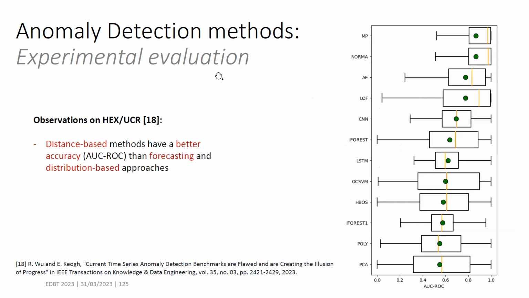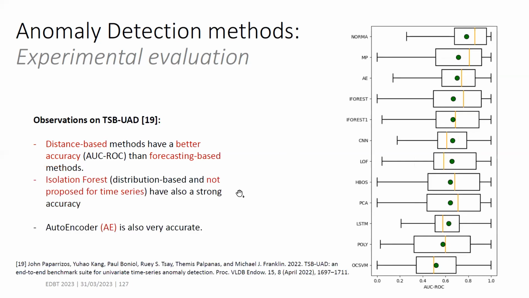We can also look at the results on the XUCR benchmark. So I took the results of TSB. TSB contains the UCR benchmark, so it's included inside. So we can look at the different methods that perform well. Again, we see that distance-based approaches are working very well in this case. Matrix profile has very strong performance, NormA also. So this is something interesting.